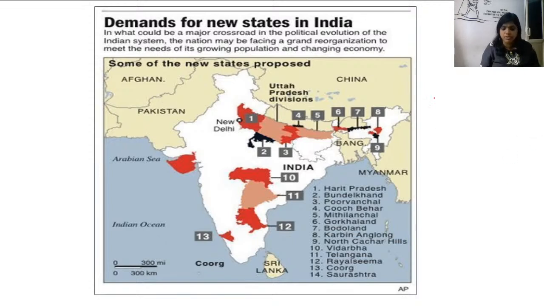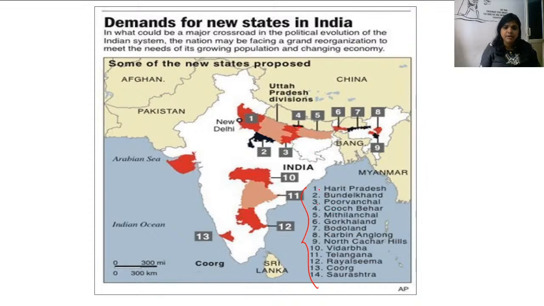You can see the list over here. Harita Pradesh you have here. Bundelkhand here. Purvanchal here, in Uttar Pradesh only. Uttar Pradesh is a very big state, so there were demands for a small number of states because of end mile connectivity, or I could say the development at the root level. And you have a demand for Kuch Behar in this area.